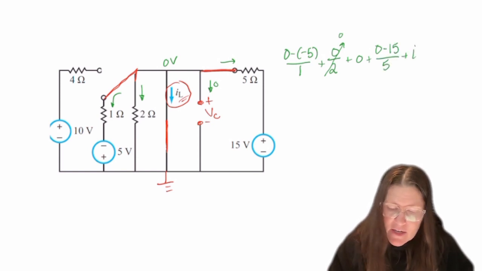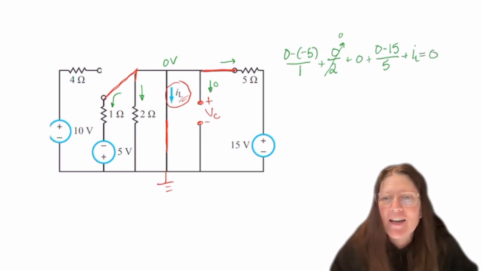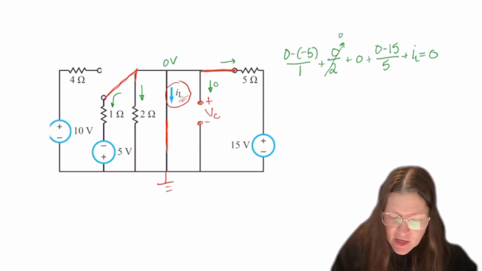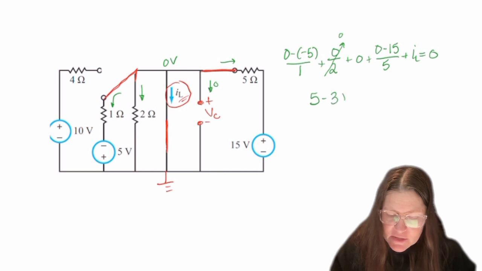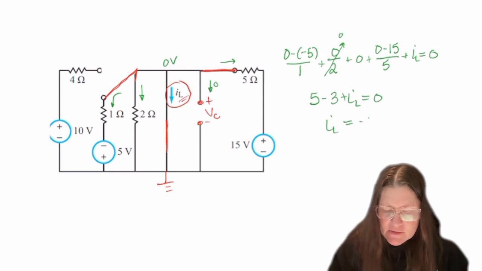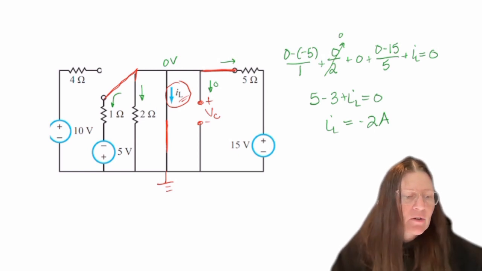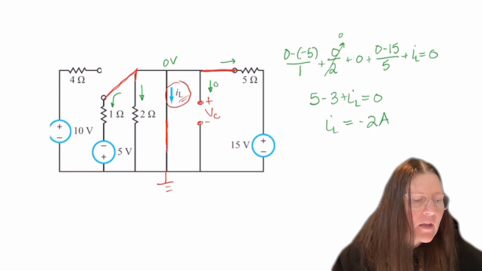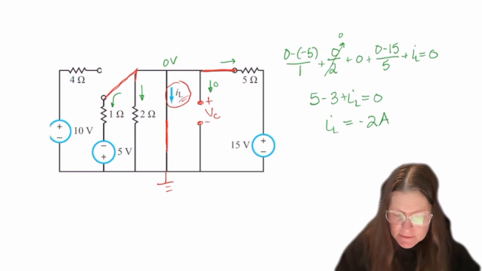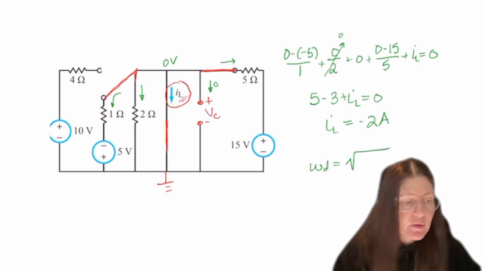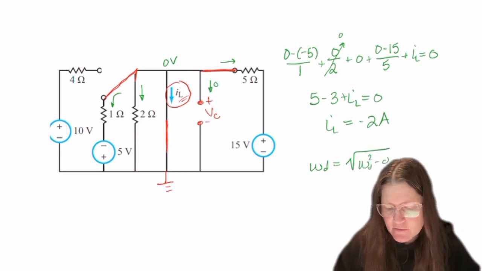And I forgot to write, and IL equals 0. So I forgot to write the IL one. So you have IL now can be solved. So this becomes 5 minus 3 plus IL. And so IL will be a -2 amps for the final value. So we also need to know WD, and so WD is going to be the square root of omega naught squared minus alpha squared, so that gives me 526.8 radians per second.